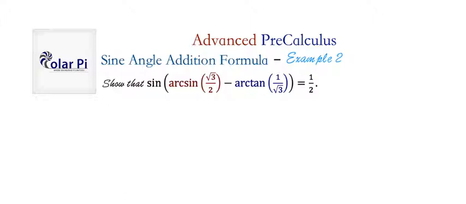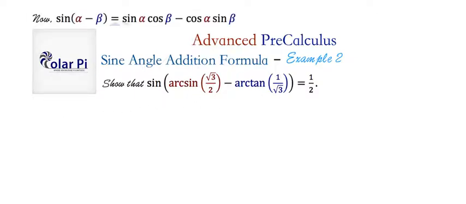I might make one more example if I find a very interesting problem, or this might be my final example for this sine angle addition formula. Actually, if you look at this problem, we're going to have to use the sine angle subtraction or difference formula, right? Look at this minus sign right here. Okay, cool. But the task at hand is as written right here. So how do we get started?